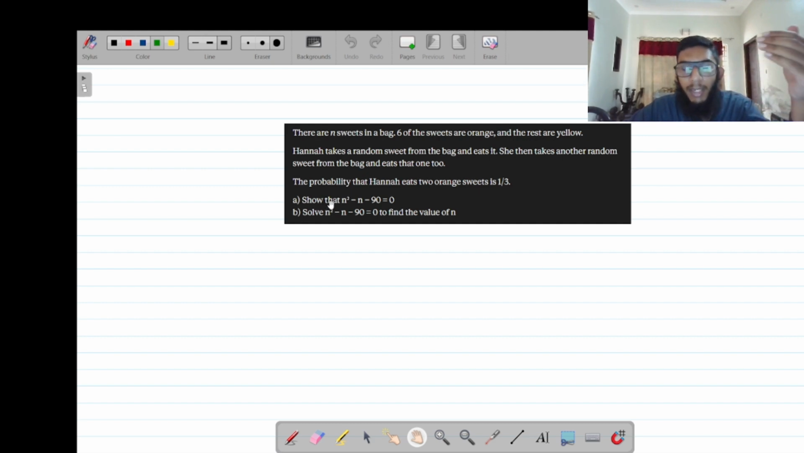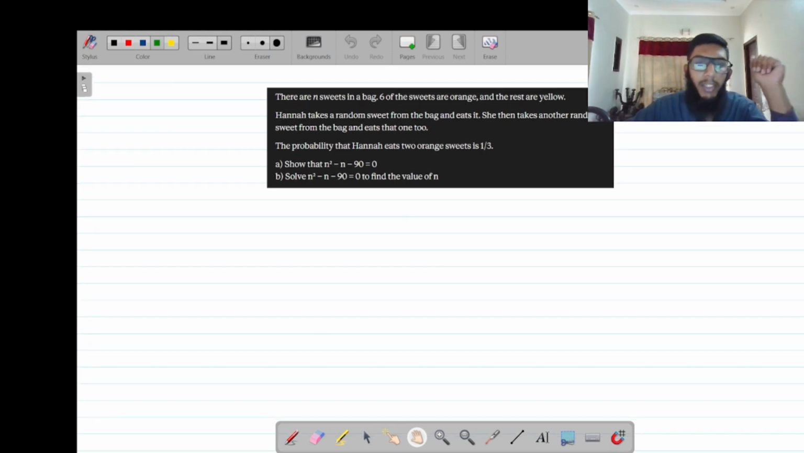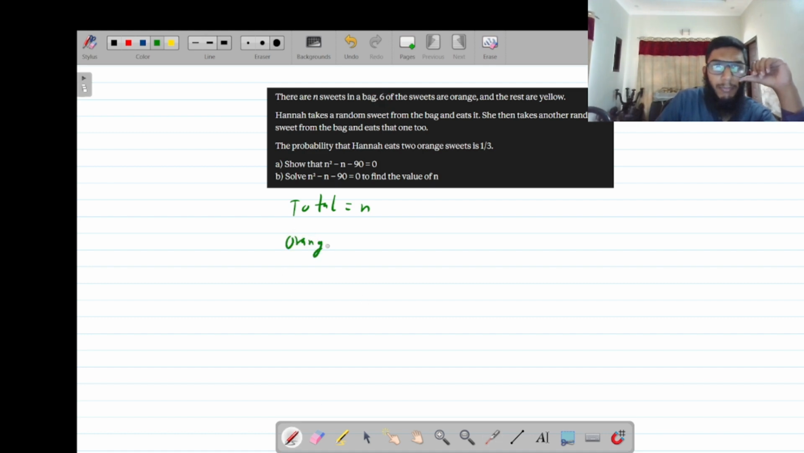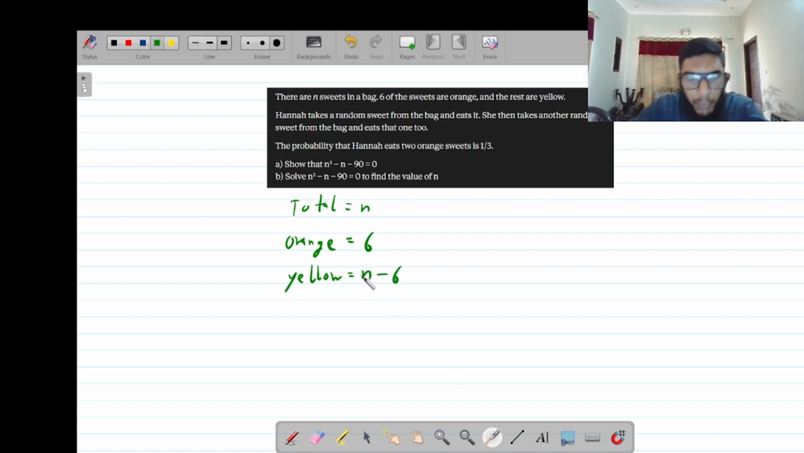Now you might be thinking in the beginning, how does this question relate to the information that has been given to us? Well, firstly, let's write down the total number of sweets that we have. So total number of sweets is n. They told us there are n sweets in a bag. And then they said 6 sweets are orange, so orange is equal to 6. Then they said the rest are yellow. So for yellow, we would have n minus 6. The total number of sweets minus the orange, because they said the rest are yellow. So if you just take the total number of sweets and subtract the orange ones, we're going to get yellow. Okay? That's the first thing.